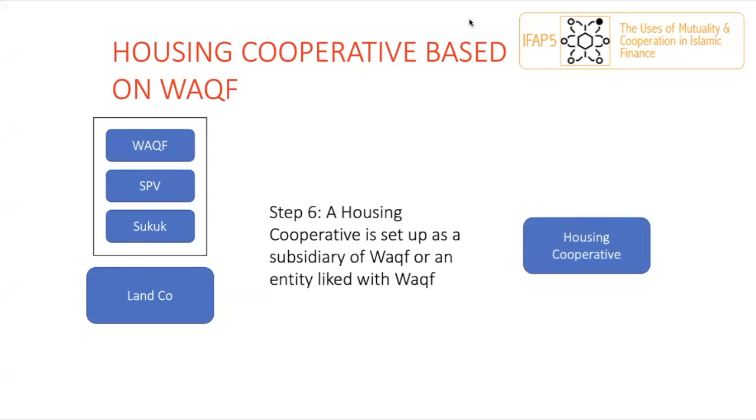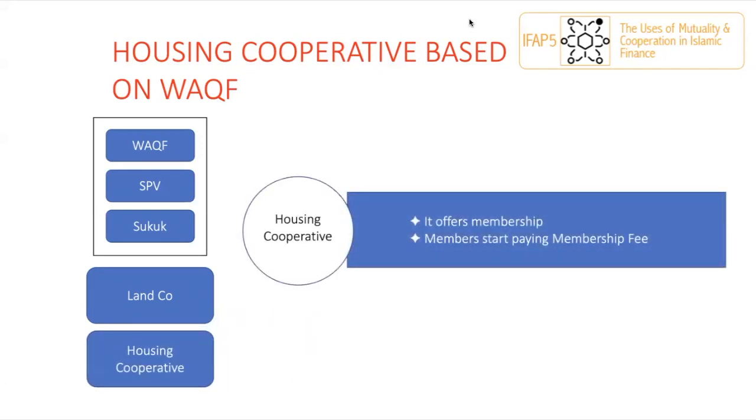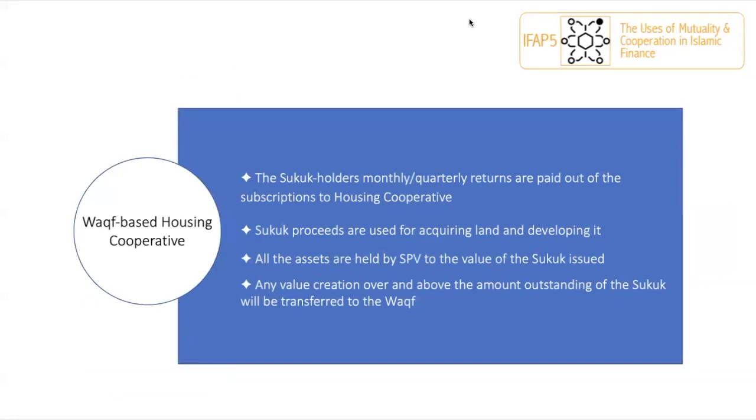Step number six, a housing cooperative is set up as a subsidiary of Waqf or an entity linked with Waqf. It's not linked with, it's linked with Waqf. We call it housing cooperative. So Waqf, SPV, sukuk, Landco, and housing cooperative. Housing cooperative offers membership. Members start paying membership fee. So what happened? The sukuk holders' monthly, quarterly returns are paid out of the subscription to the housing cooperative. These members would be huge in number. So the sukuk holders receive their initial returns out of the subscription to housing cooperatives by the members.